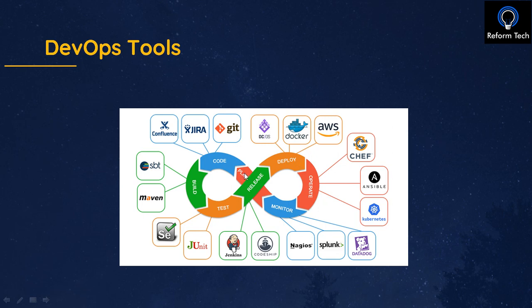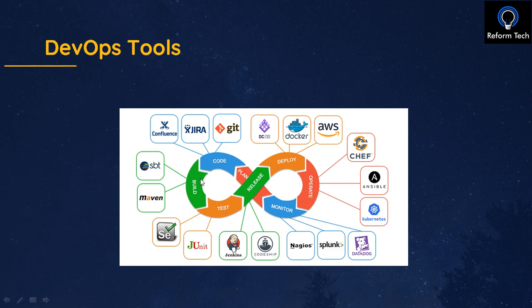Then the code. Once planning is done, the coding begins. Developers will write the code and store it in a repository like GitHub or Bitbucket or any other version control tool. Once the code is done, then the build happens. We can build the raw code with tools like Maven or Gradle.